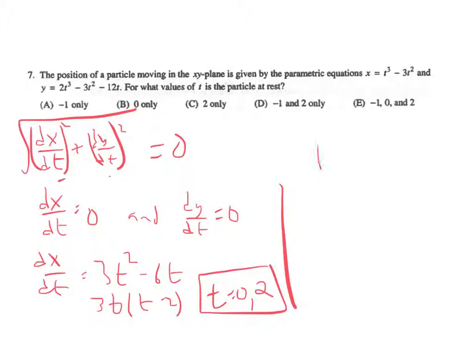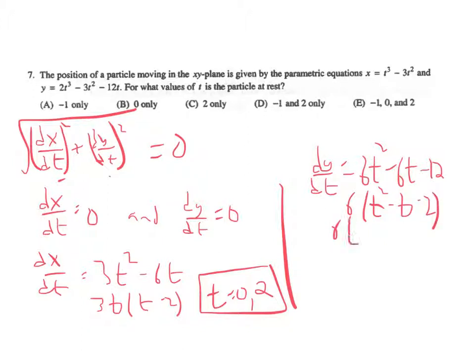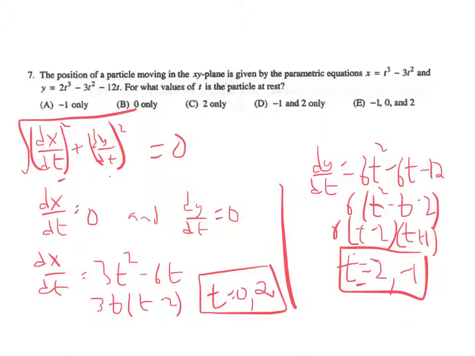And if we find dy dt, we'll see that that is 6t squared minus 6t minus 12, which is 6 times t squared minus t minus 2, which is 6 times t minus 2, t plus 1. So that happens at t equals 2 and at t equals negative 1. And so the only common time when both of them are 0 is at 2 only. So the answer to number 7 is C.